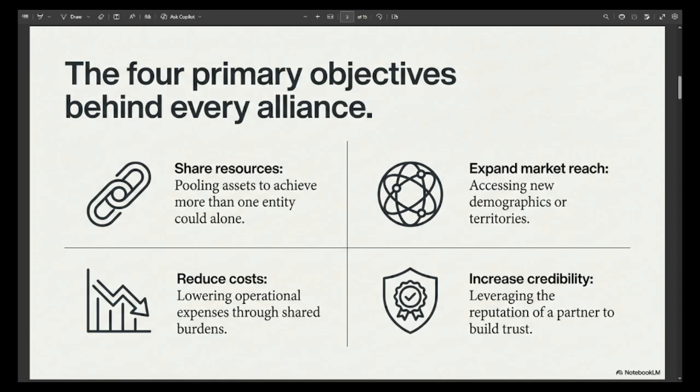Now, if you're trying to share resources, it means you are pooling assets to achieve more than one entity could alone. Then if you're looking towards expanding market reach, it means you are accessing new demographics or territory. Say you are a business in Lagos, and you want to expand towards other major cities in Nigeria, say Abuja, Kaduna or Ibadan.